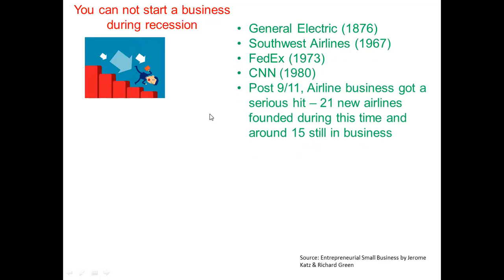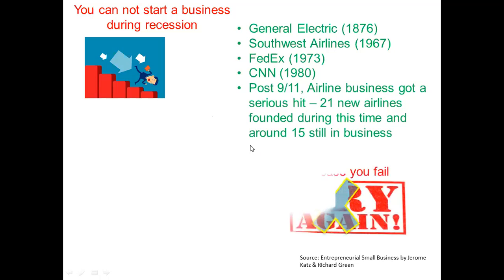And then after 9/11, one of the industries that got a big hit was the airline industry because people were afraid of traveling through air. But there were 20 new airlines founded during this time, and one decade after that, still more than 15 are still in business. So this is also a myth that you cannot start a business during recession.